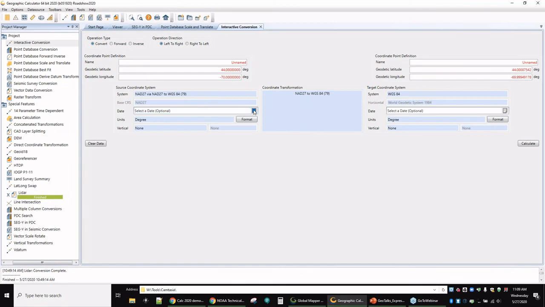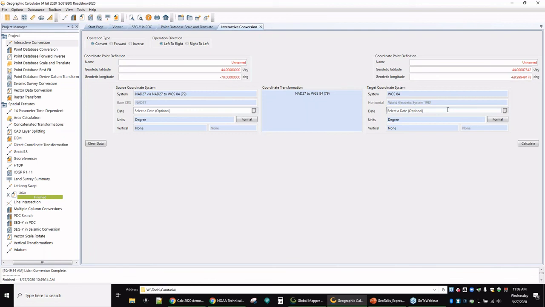If you select from the category of coordinate systems that are capable of being connected with a time-dependent transformation, it works just like any other system. So if a time-dependent transformation is possible, it will show up when you go to pick your coordinate transformation in the center. What you need to do there is pick your date on either side. So you need the epoch you're coming from and the epoch you're going to.